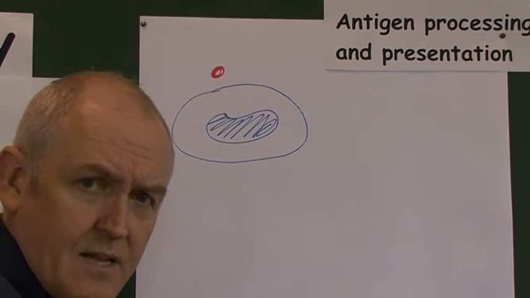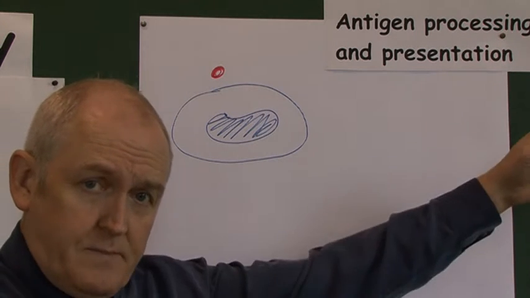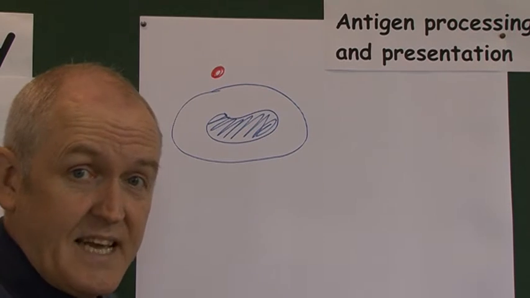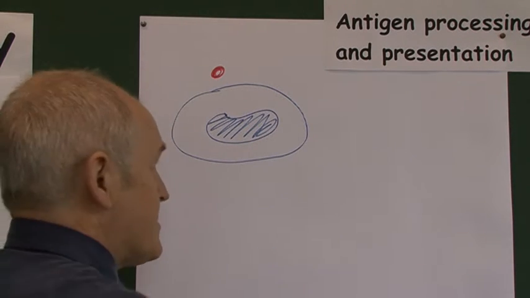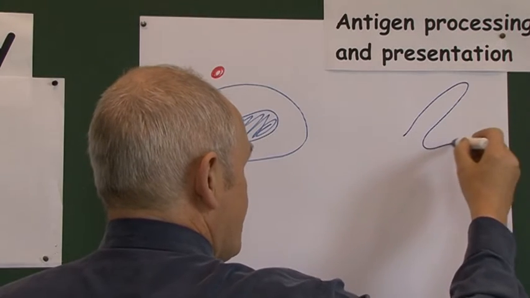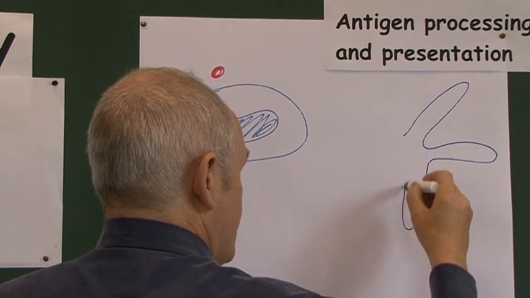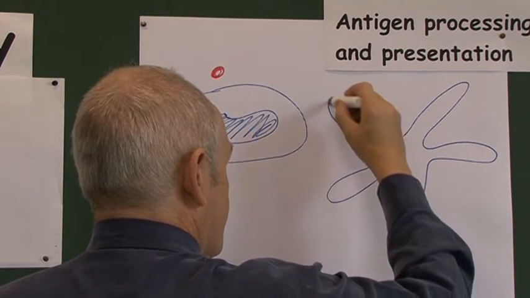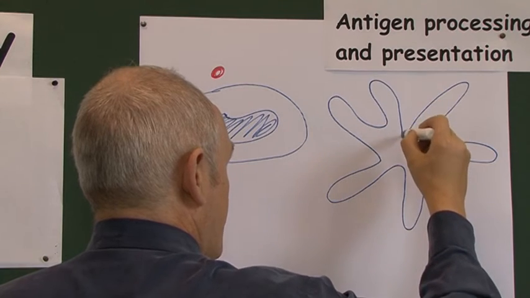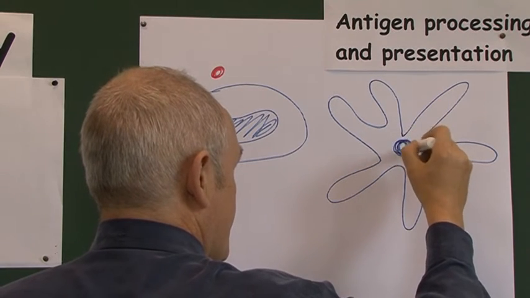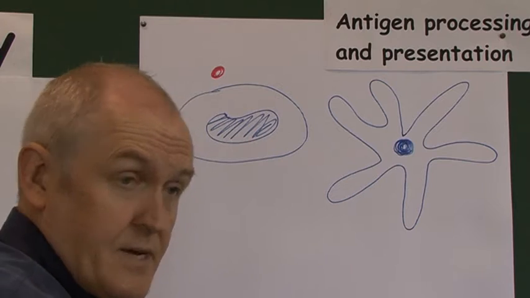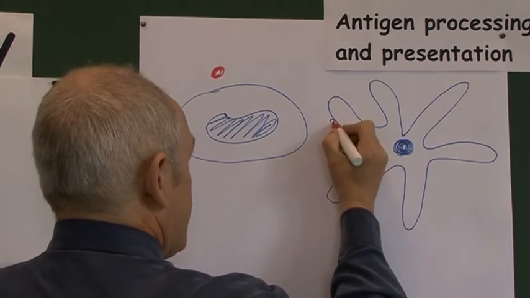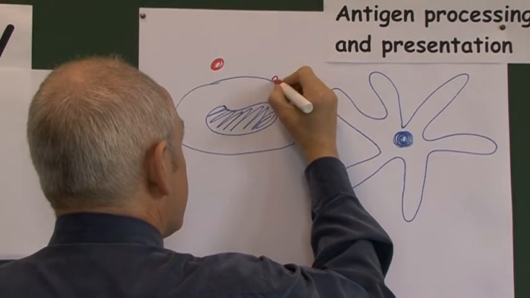And there's another type of cell that's spread out in the tissues, so it can detect anything that's floating past. It's a bit like an octopus, really. It's got arms, and it's called a dendritic cell. Dendrites are these long arm-like extensions. It's got a nucleus in the middle. And again, if any antigens are in the area, it can be detected and picked up by this cell.